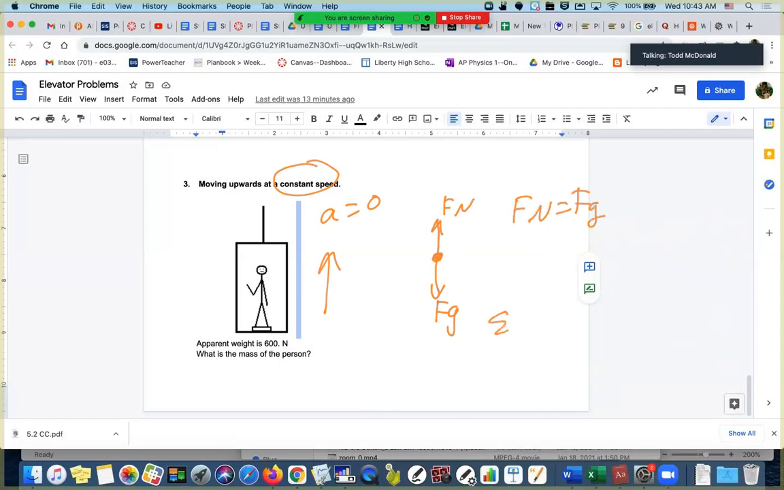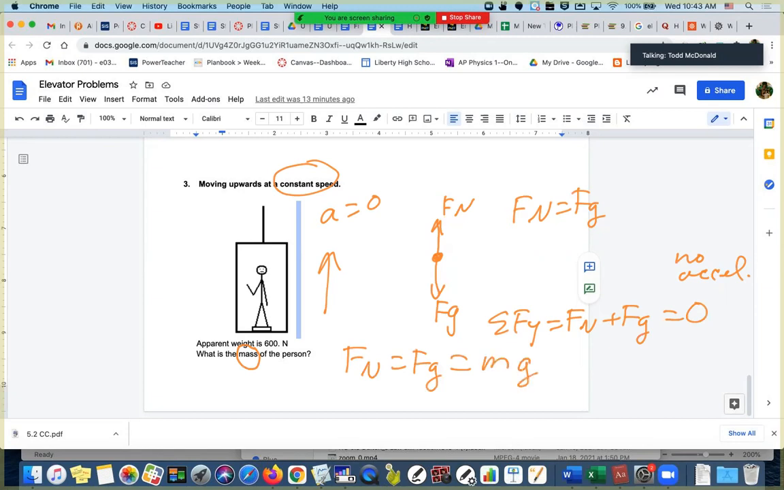Write a net force equation. Fn plus Fg. This time we set it equal to 0 because no acceleration, right? Now, here's what we're trying to find. We're trying to find the mass of the person. Well, the good news is that our normal force is equal to the force of gravity. And how do you calculate force of gravity? mg.